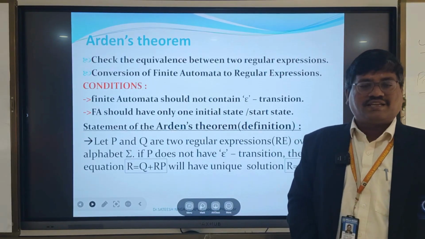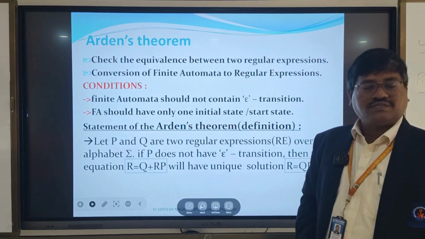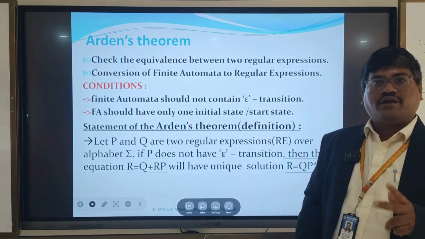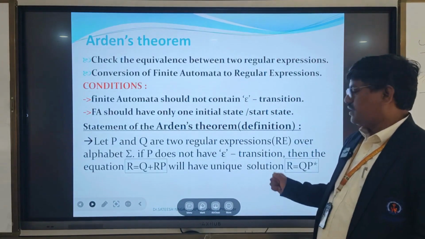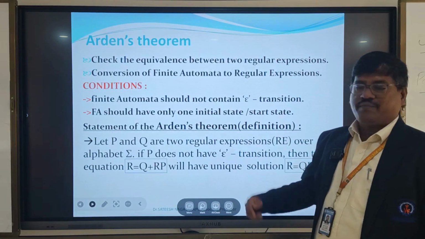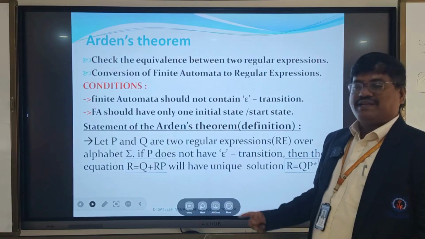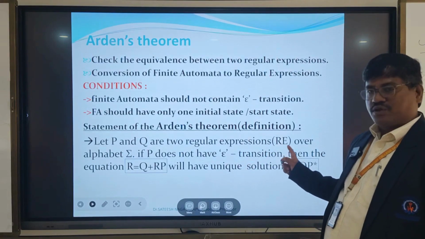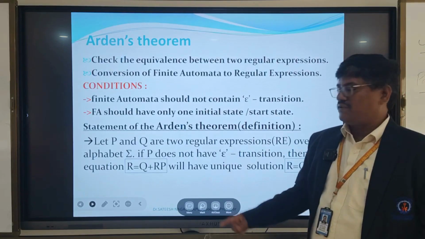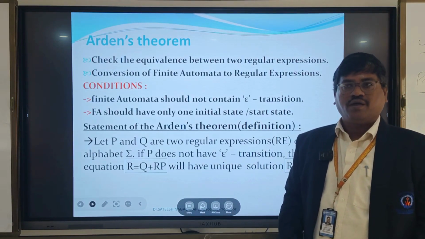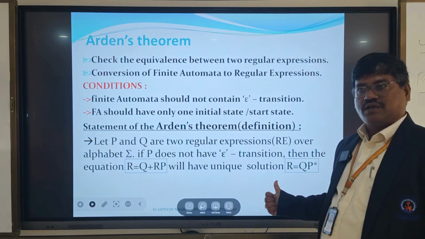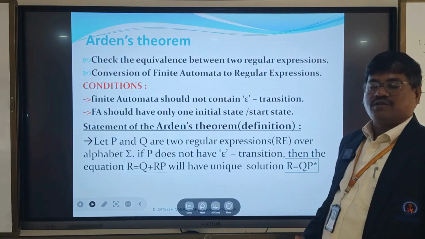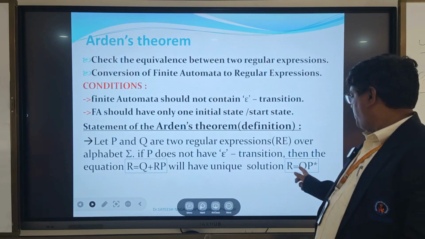And what does Arden's theorem define? How does Arden's theorem state? Let us assume P and Q are two regular expressions over an alphabet sigma. If P does not have any epsilon, then the equation R equals Q plus RP will have a unique solution, that is R equals QP star.